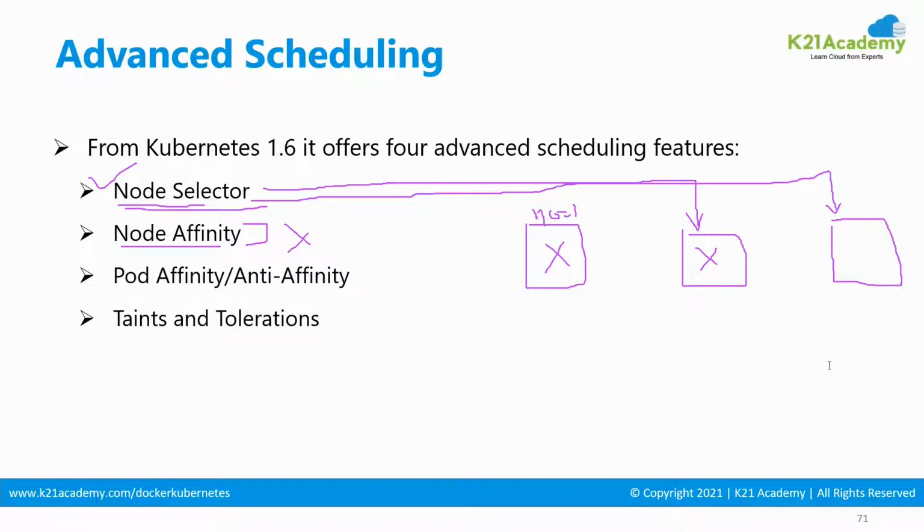On my worker 2 I have an SSD hard disk. On worker 3 I have, let's say, a magnetic hard disk. On worker 1 I have a less provisioned or IOPS-provisioned hard disk. I will say please deploy my production application on worker 2 only. That way also you can do it.